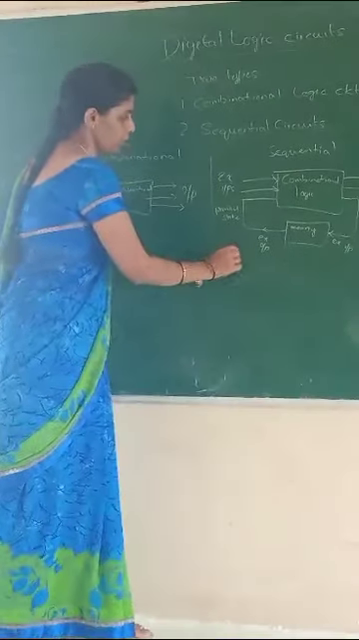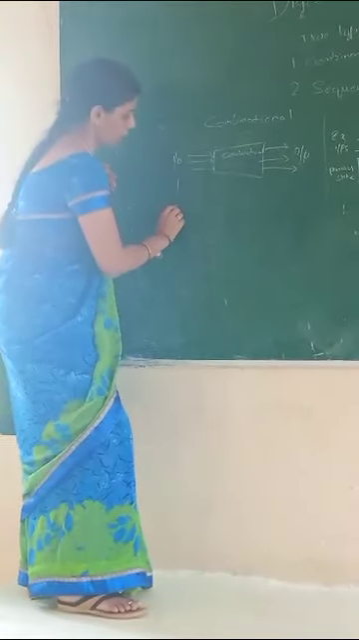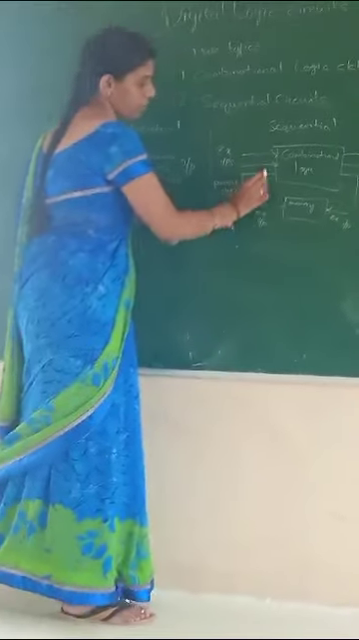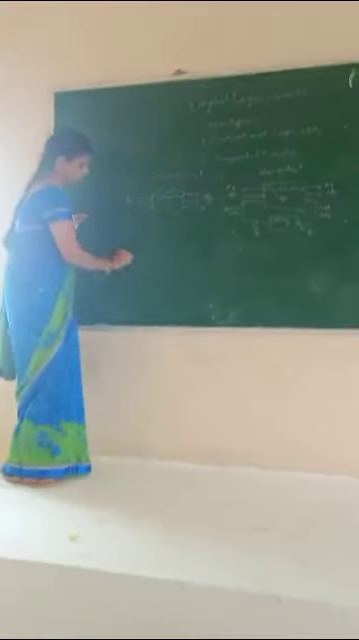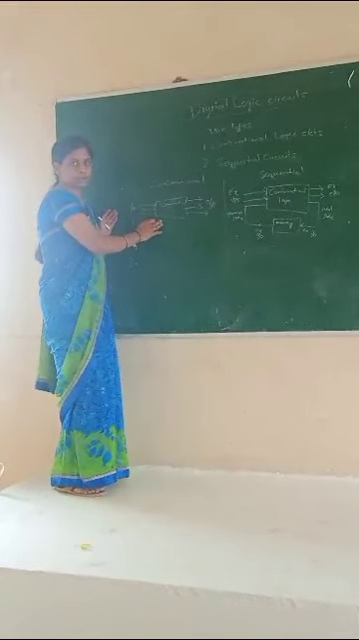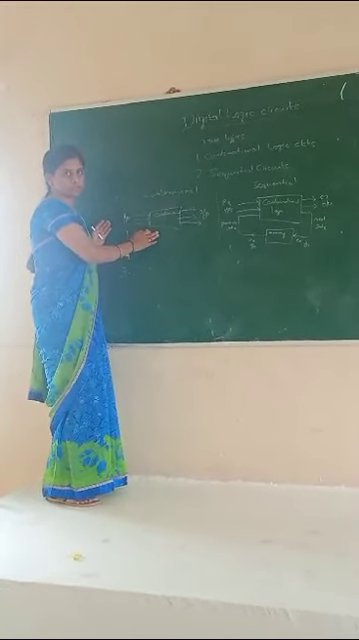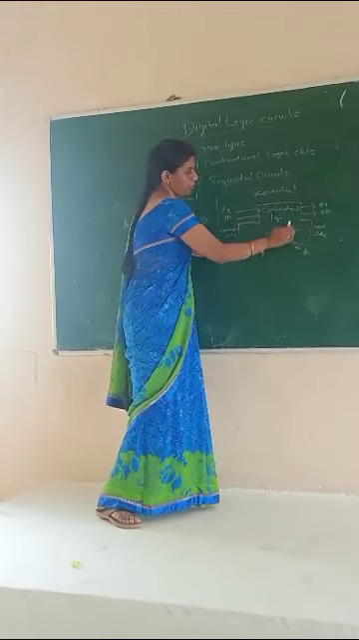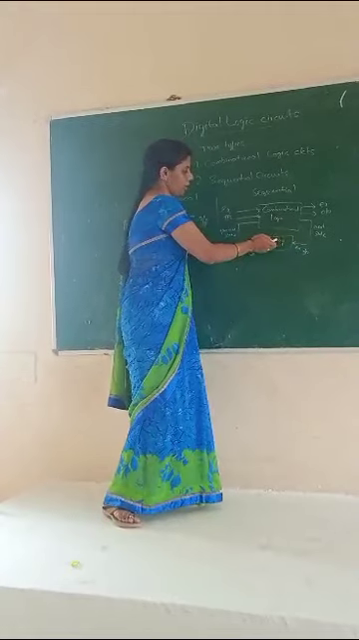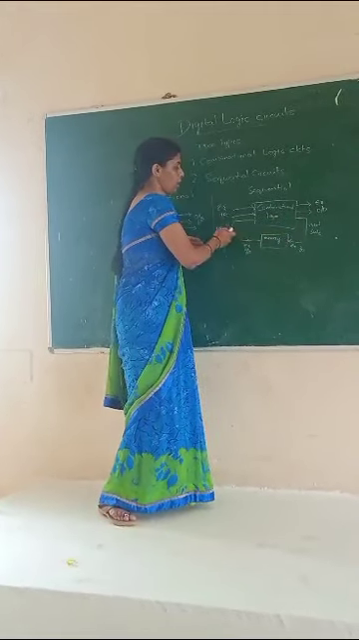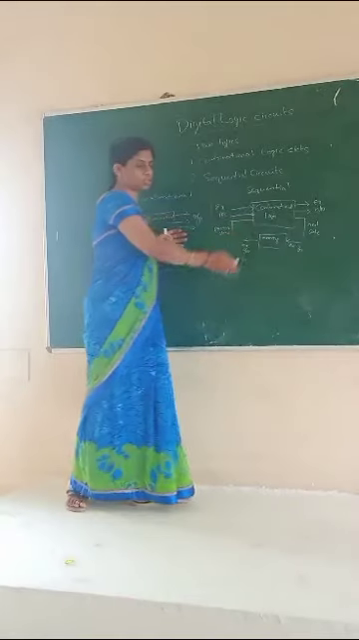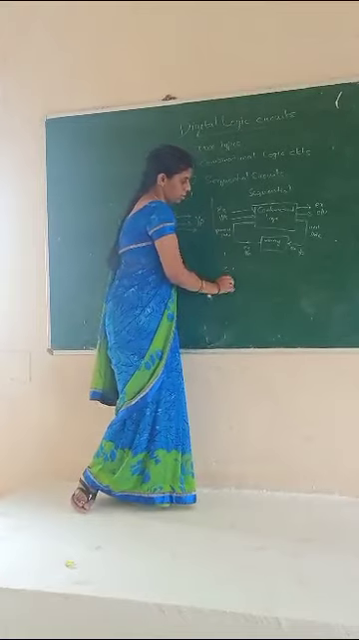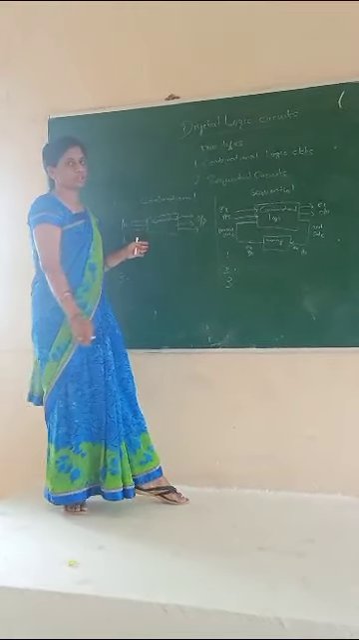This is the first point. And the second point, here there is no feedback element. Here there is a feedback element. And third point, it is time independent, so the operation speed is much faster than sequential circuits. Here it is time dependent because the input comes to memory and the output goes to memory, and again we give it as input to the logic circuit. So the operation speed is much slower than combinational circuits.